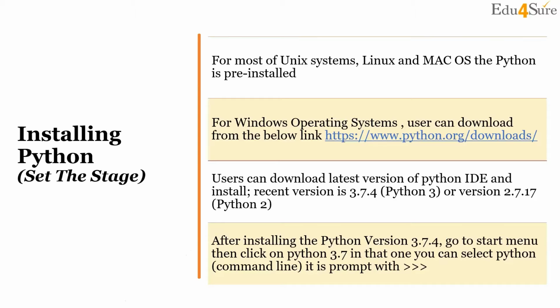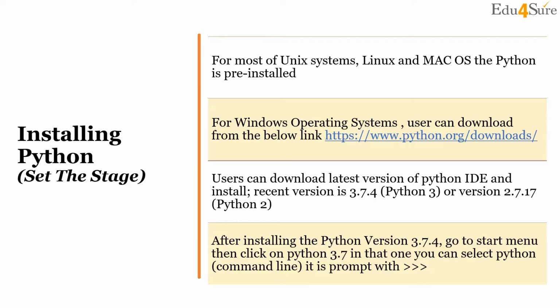Let us set the stage for Python installation. Good news for Unix, Linux, and Mac OS users is that for most of these systems, you do not need to manually install Python on your system. That is so because Python is pre-installed and integrated with these systems itself. But for the Windows operating system, users can download Python manually from its official website, python.org. From its downloads page, you can easily download the required version of Python for your system.